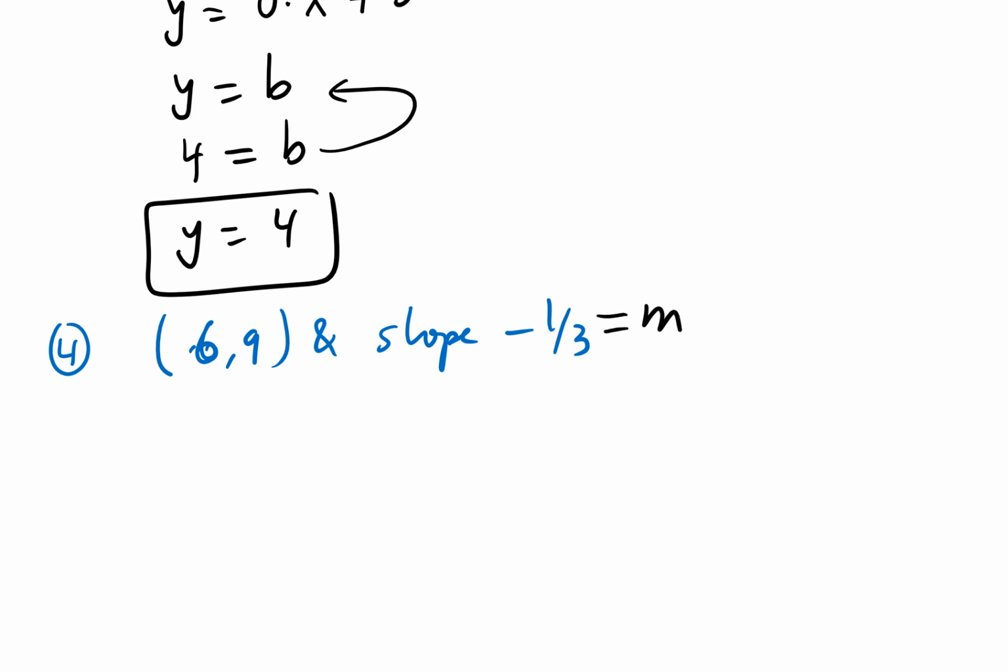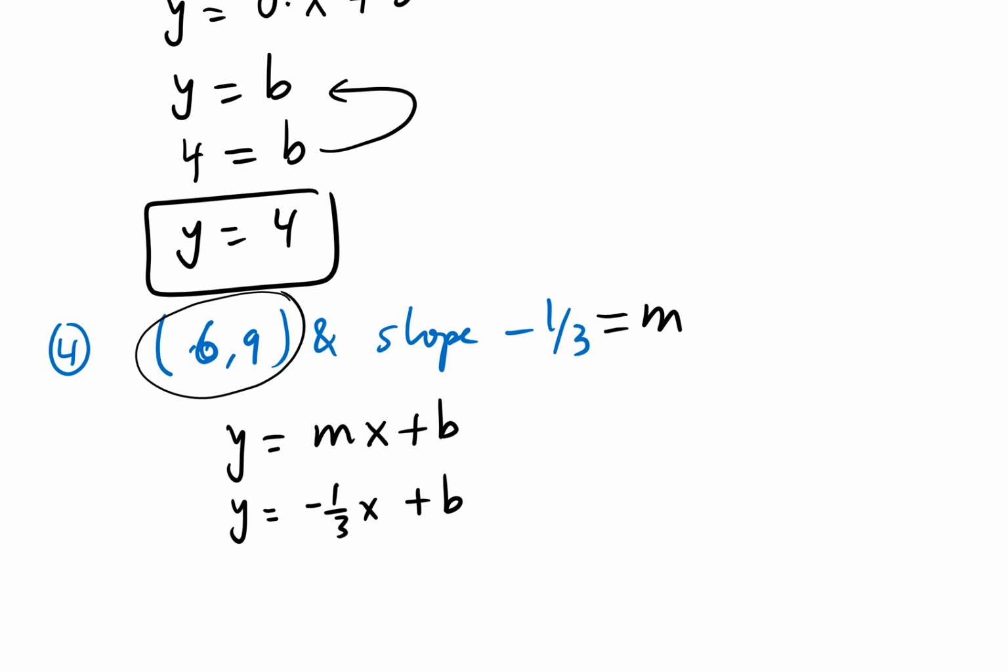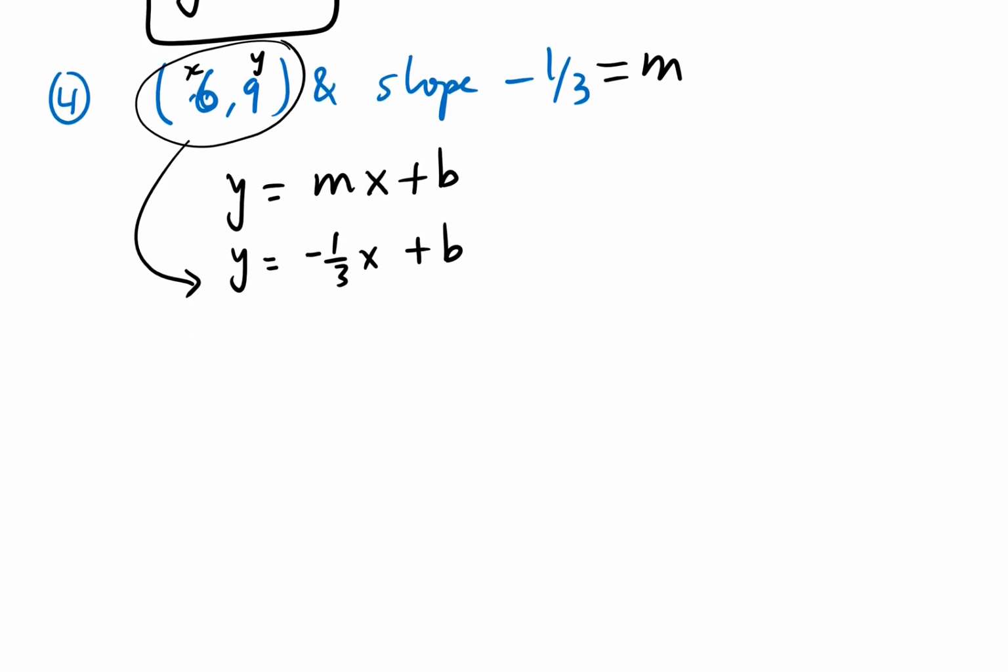They give me m. So the first thing I would do is just write down the formula: y equals mx plus b. This is called slope-intercept form. m is negative 1/3, but I don't know what b is. Notice they said it contains this point (6, 9). I can use this. This is the x, that's the y. Substitute it here to solve for b.